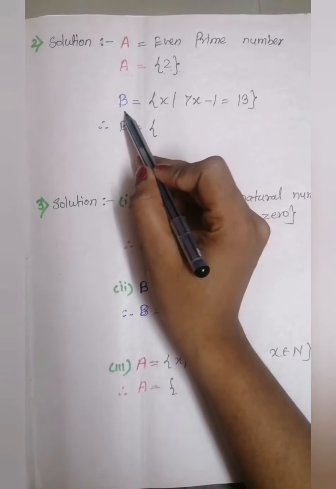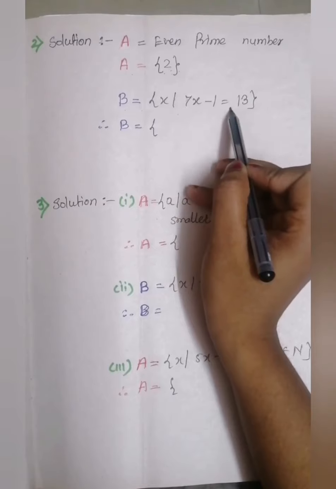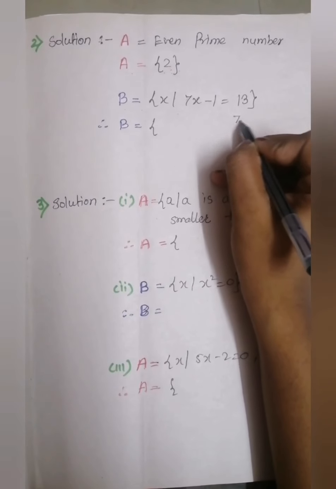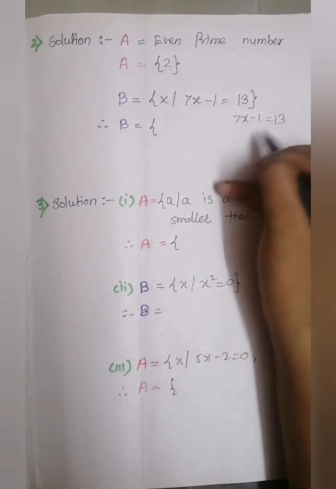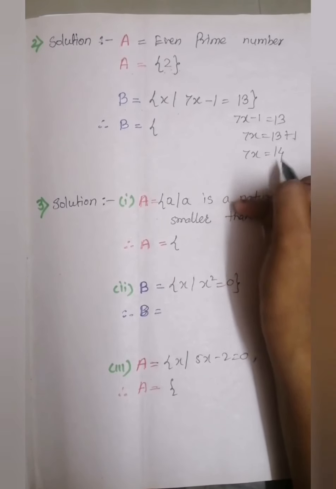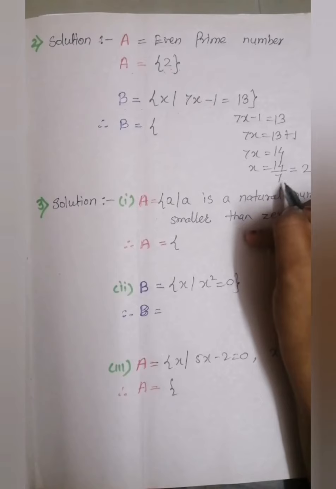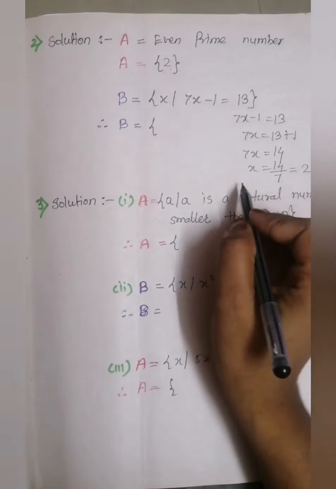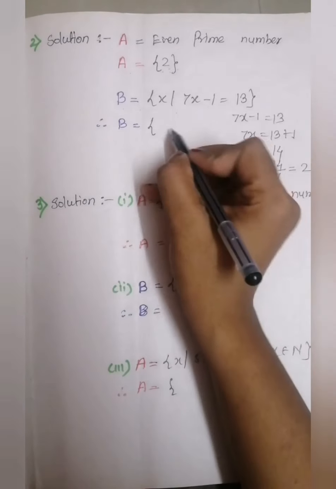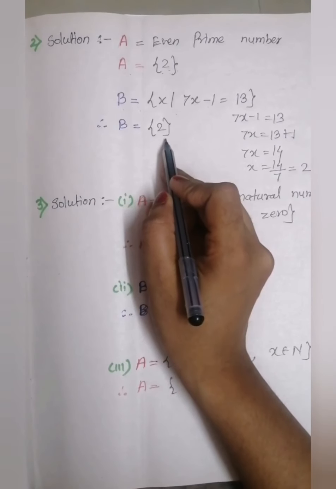Now set B equals x such that 7x minus 1 equals 13. First of all, find out the value of x. So start finding. 7x minus 1 equals 13. 7x equals 13 plus 1. 7x equals 14, and x equals 14 upon 7. Therefore what is the value of x? It's 2, since 7 twos are 14. Write down here 2. Then set B is also singleton set 2.